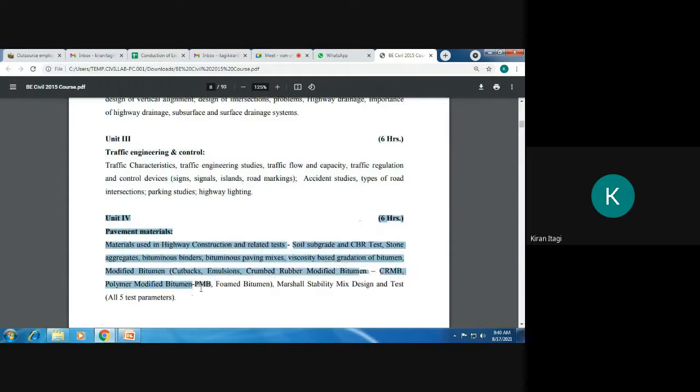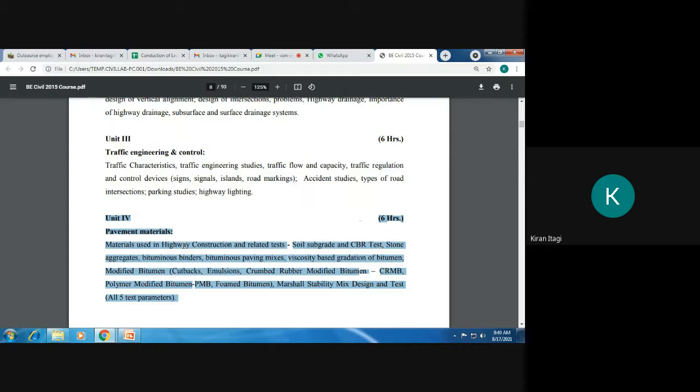And the fourth unit, payment materials. So you want to construct a road, okay? See, if you want to construct a residential building, what are the materials required for that? We require cement, sand, aggregate, steel, granite, etc.